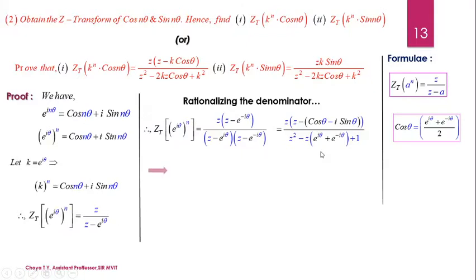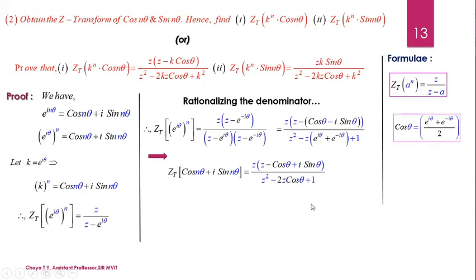Then we are going to simplify the numerator. When we do this, we get the expression as z transformation of, see here I have e to the power i theta whole to the power n. So what is e power of i theta whole to the power n? I can write it as cos n theta plus i sin n theta. So we have substituted the same for the LHS, and for the RHS we have used the formula for the denominator and we have simplified the numerator.